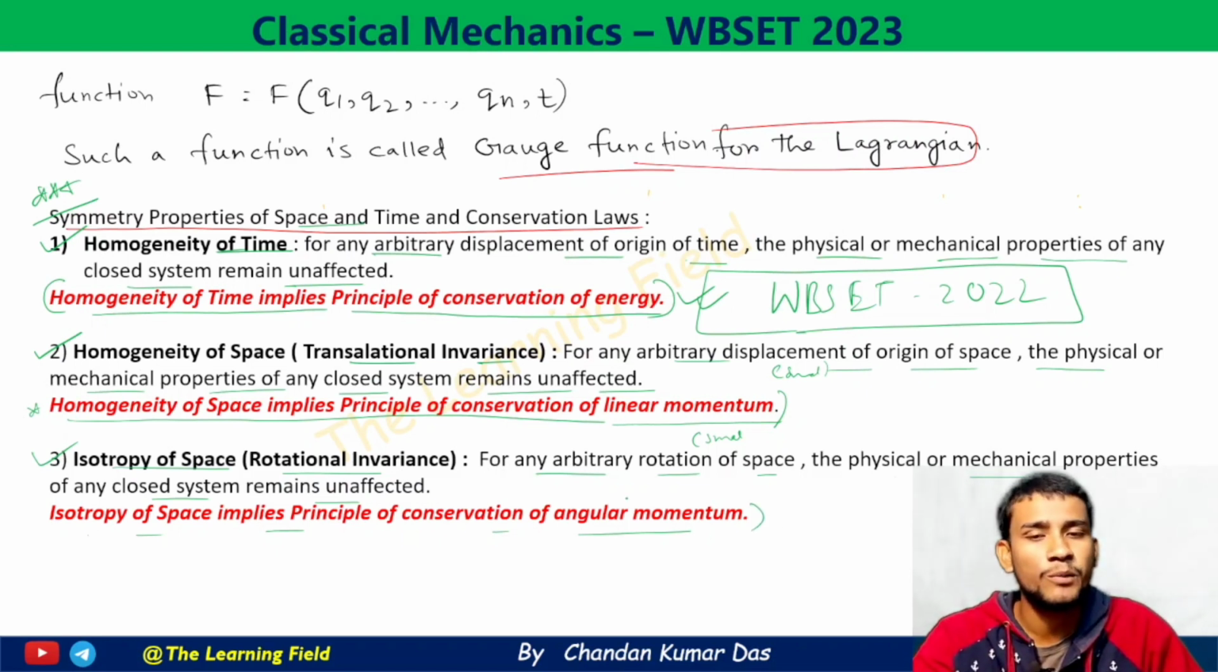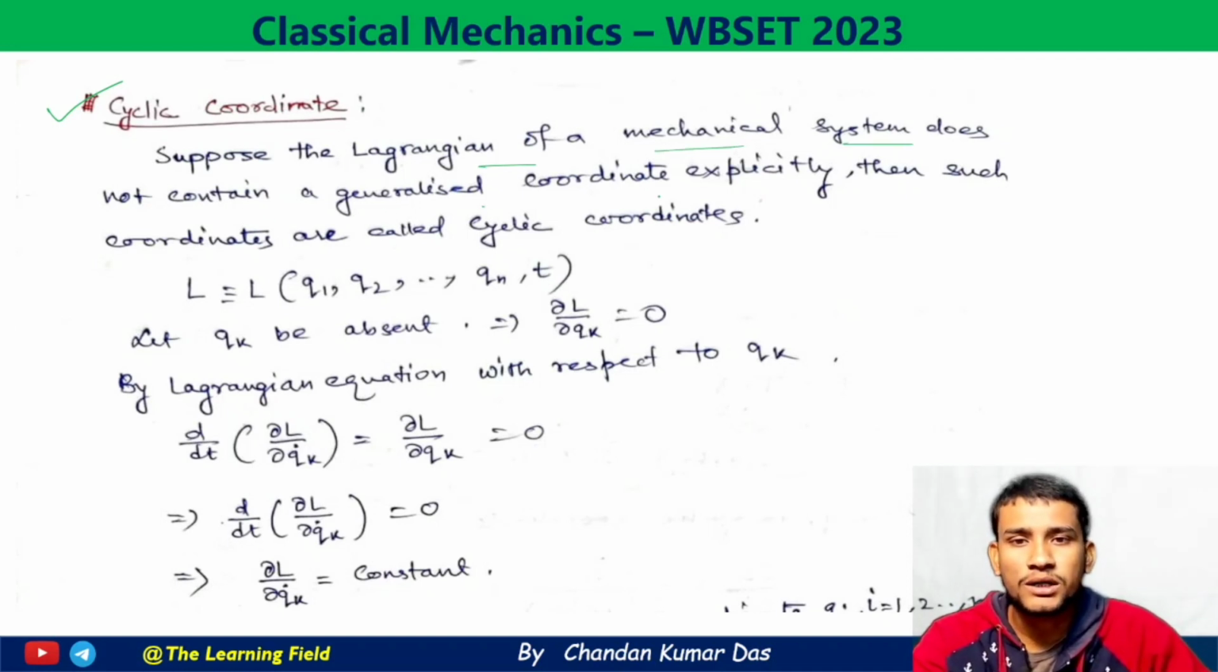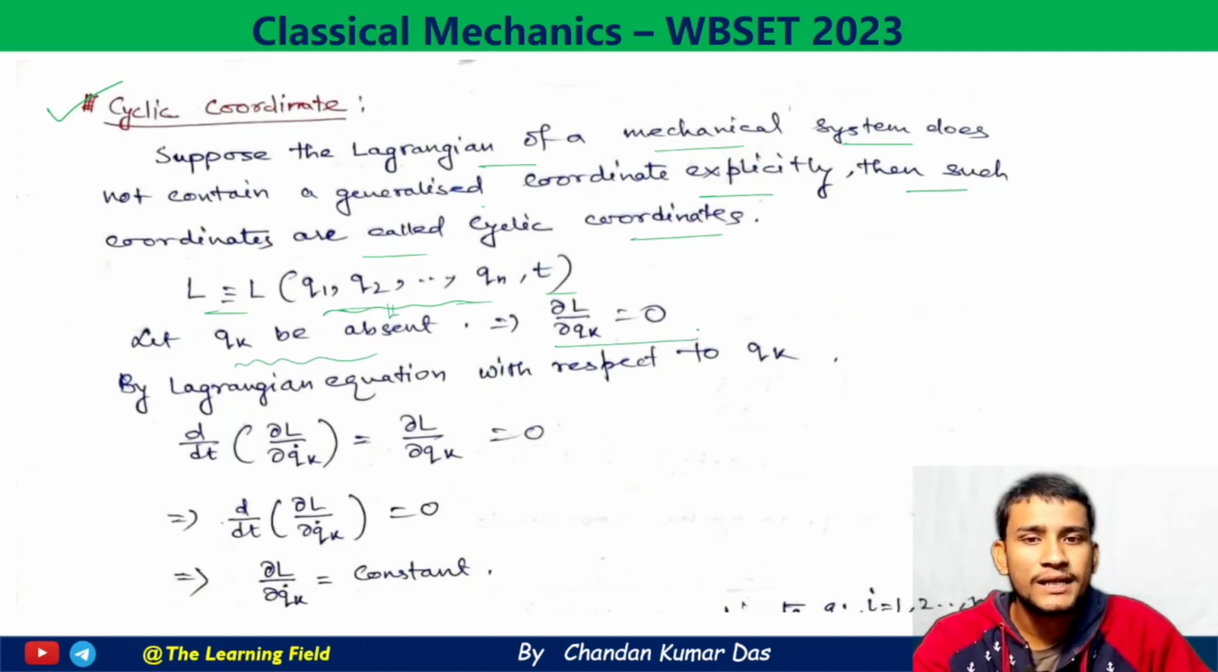So these are very important concepts for the West Bengal state exam, okay. Now it comes to another important thing, which is the cyclic coordinate. What is the cyclic coordinate? Suppose the Lagrangian of a mechanical system does not contain a generalized coordinate explicitly, then such coordinates are called cyclic coordinates. Suppose L is a function of q1, q2, ..., qn and t. These are the generalized coordinates. Suppose qk is absent from the Lagrangian, then we must have del L/del qk equal to 0.